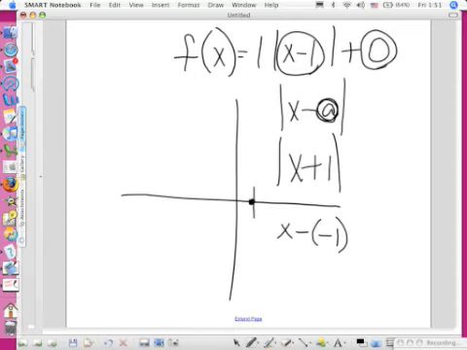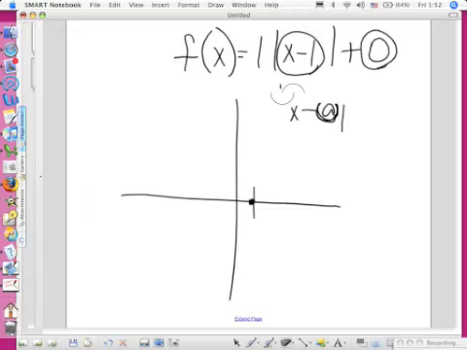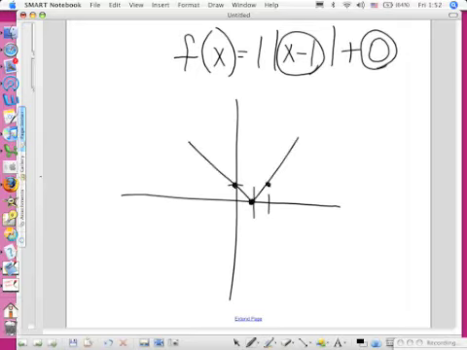So if that's the case, where does my vertex sit? Where x is 1 and y is 0. So what's the slope? 1 over 1, positive 1 over 1. There's your function.